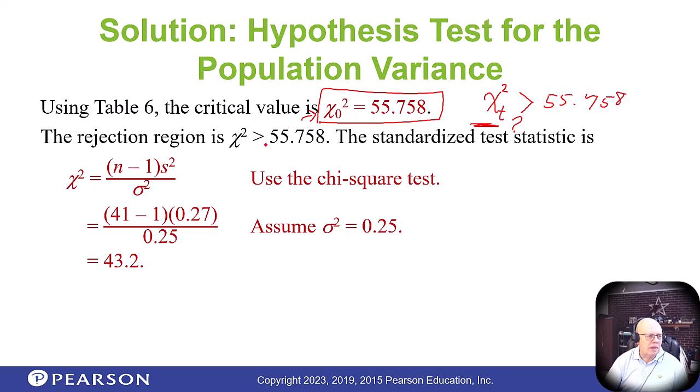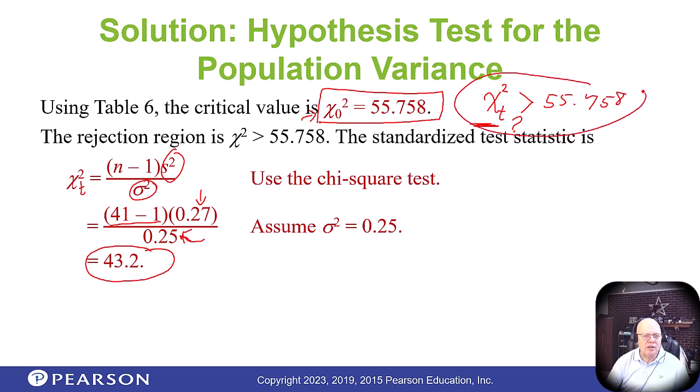Now you calculate the test statistic. What is this? Well, here we go. The test statistic is n minus 1. That's 41 minus 1, or 40. S squared, we're given that straight off. So 0.27 from the sample. We're comparing it with a variance of 0.25. They're already squared, by the way. Notice, we already are working with squares, so we don't have to square anything. And we get a test statistic of 43.2.